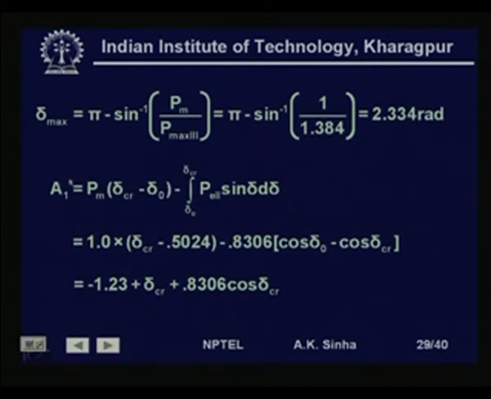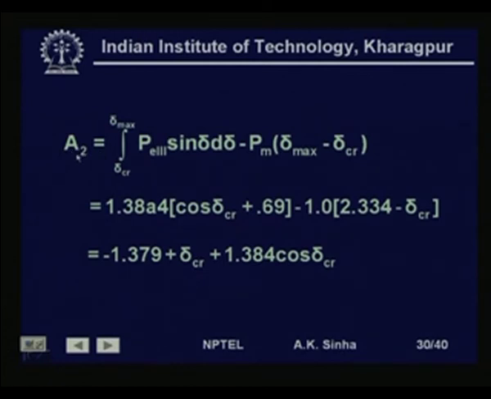So, we substitute the values here. P m is 1, and delta critical minus delta 0, where delta 0 is 27 degrees, is 0.5024 in radians. So, this is minus 0.5024, and P 2 is given as 0.8306, with sin delta d delta. When we do the substitution of the limits, this is cos delta 0 minus cos delta CR. So, we substitute these values, and then we get the accelerating area.